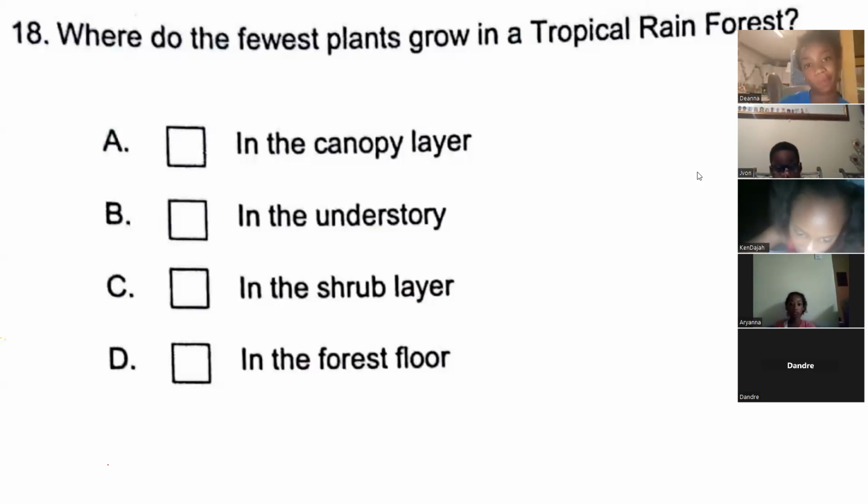Ariana, what do you think for number 18? For number 18, I think it's D, the forest floor. Why do you think it's the forest floor where the fewest plants grow? Because the forest floor is where plants sprout from.